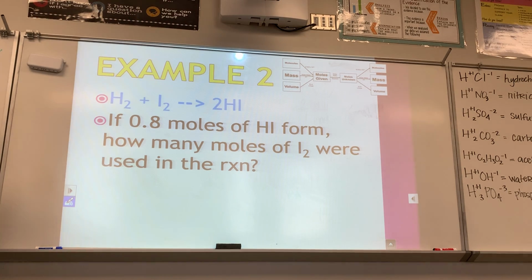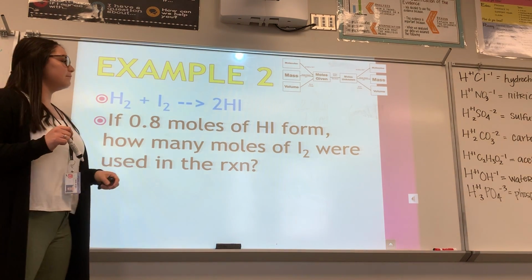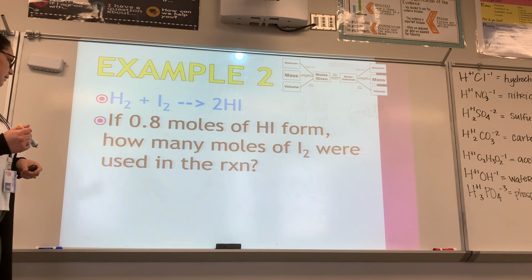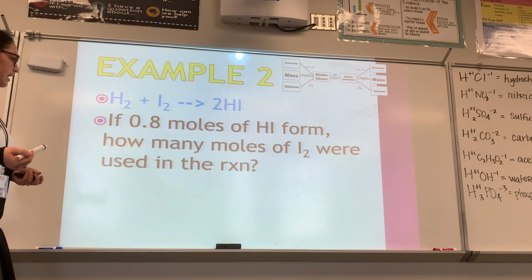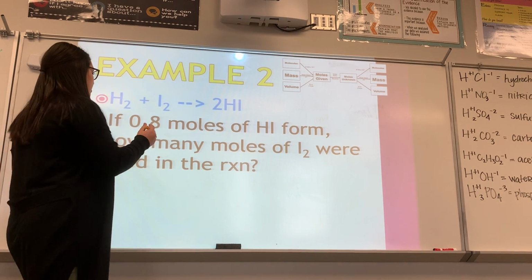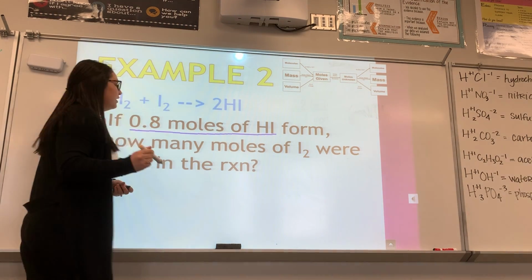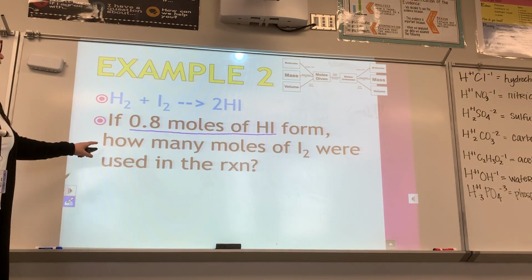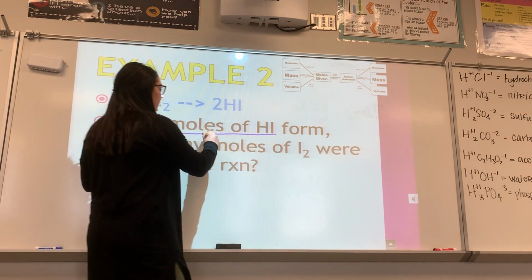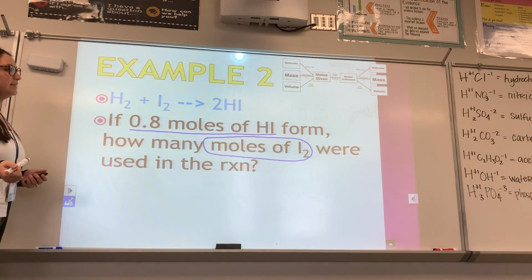Using the same exact equation that we just were given, if we have 0.8 moles of hydroiodic acid, how many moles of iodine were used in the reaction? So I underline what I know. I know I have 0.8 moles of hydroiodic acid. I need to get moles of iodine, so I'm going to circle what I want to find.